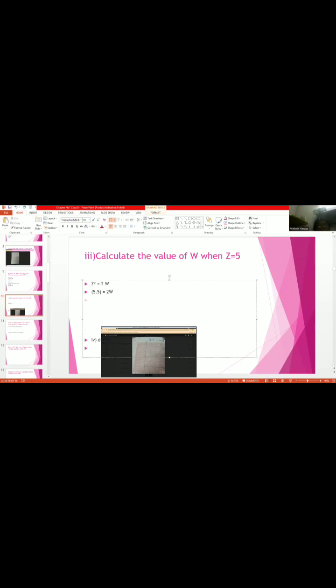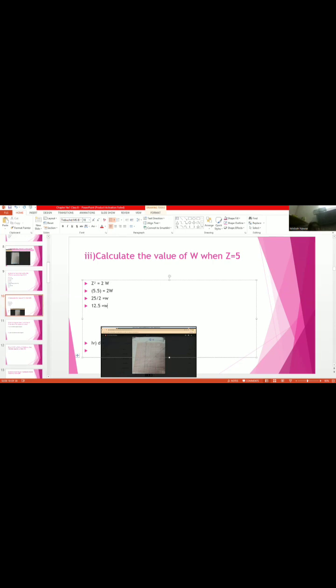So in the next step, 5 5s are 25, and I have to divide it by 2, and it is equal to W. So 25 divided by 2 is equal to 12.5, and that is equal to W.